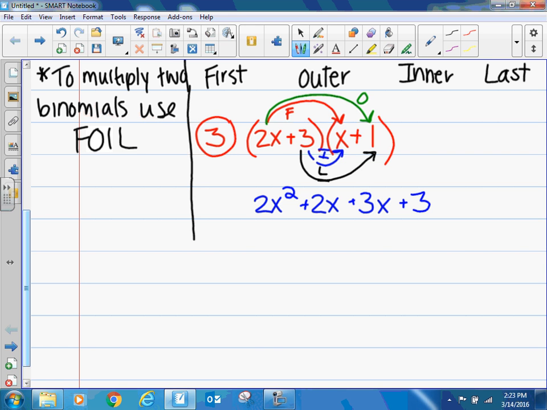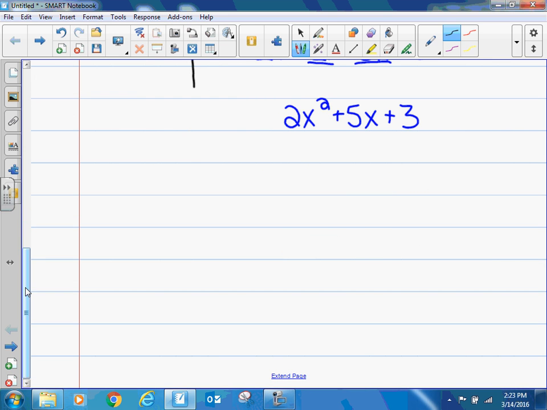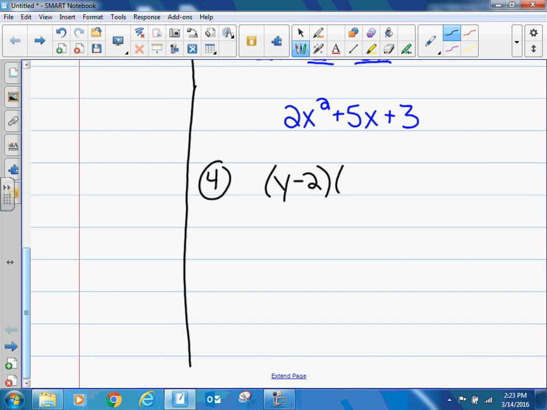So now I have to simplify. If you notice, I do have 2x and 3x, so I can rewrite this. 2x squared plus 3x plus 2x is 5x, plus 3. And that is my answer. All right, let's look at a couple more examples with that. My next example, again, is two binomials. So I have y minus 2 times y minus 3.